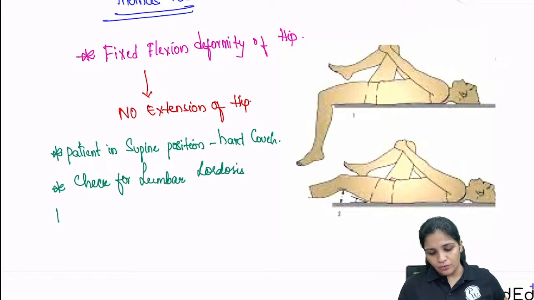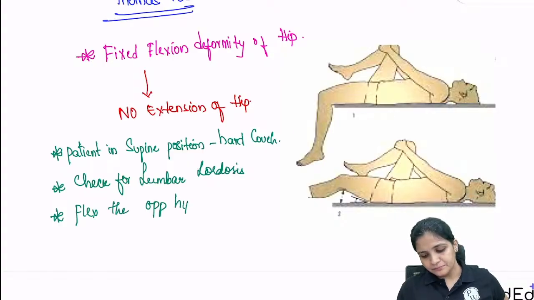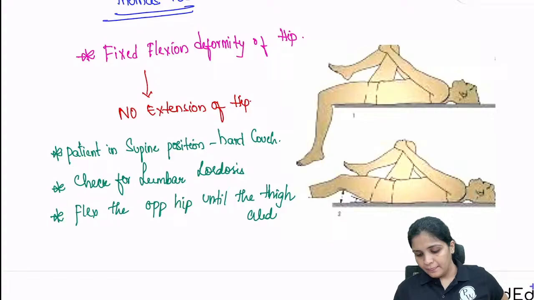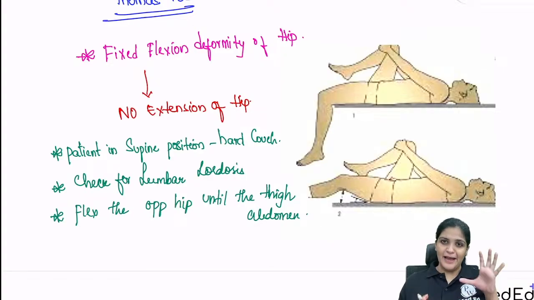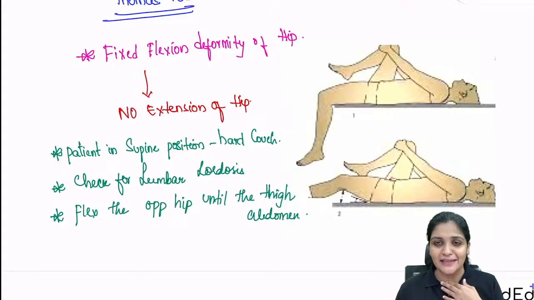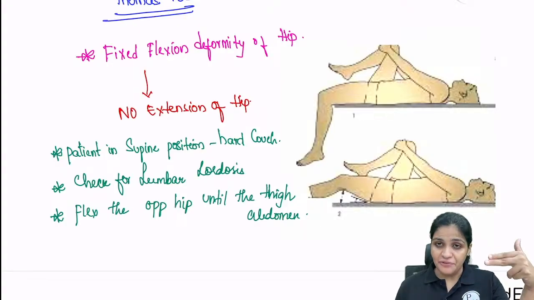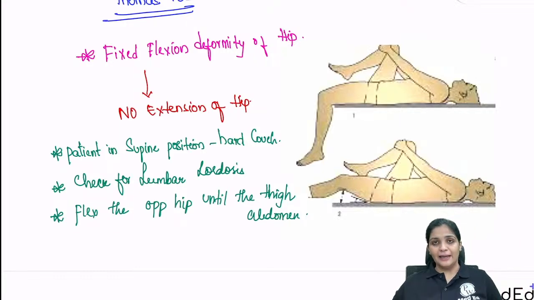And now what do you do? Now you flex the opposite hip until the thigh touches the abdomen. These are the steps of the Thomas test. This has been asked in the exam, INI-CET, the same thing was asked. So first, patient in supine position, you check for lumbar lordosis, then you flex the opposite hip until the thigh is touching the abdomen.